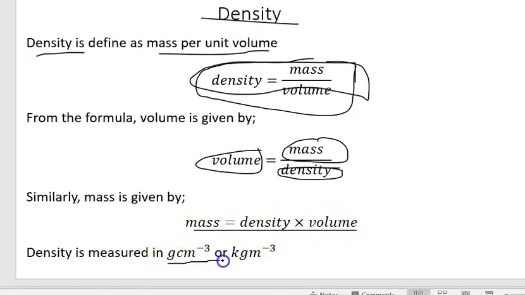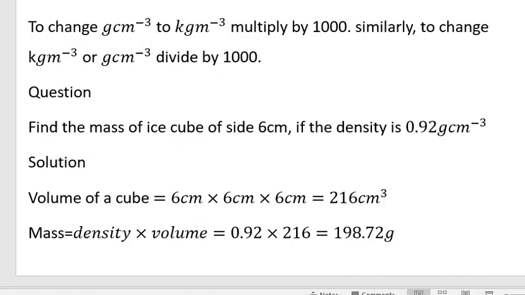Now, notice that density in most cases is measured in kilogram per cubic meter, that is the SI unit, but also it can be expressed as grams per cubic centimeters. Once we know this, realize too that to change grams per cubic centimeters to kilogram per cubic meter, we have to multiply by 1,000. And on a similar note, to change kilogram per cubic meter to grams per cubic centimeters, we have to divide by 1,000.